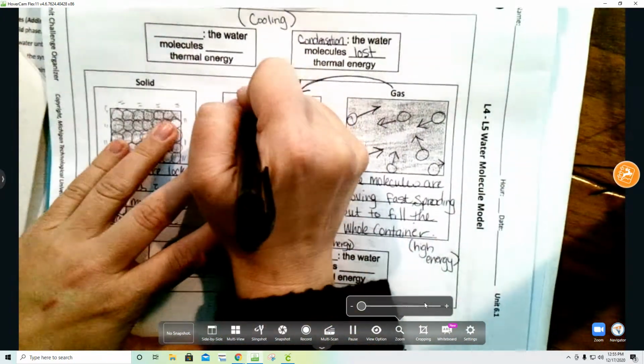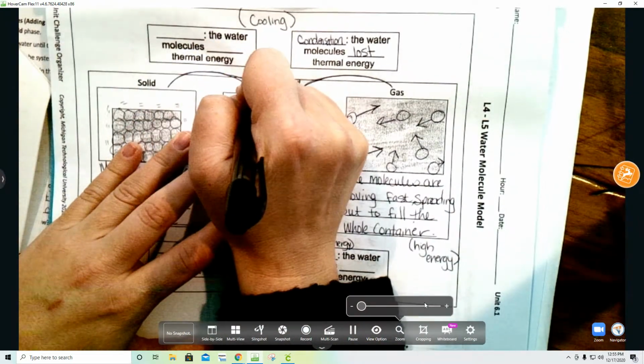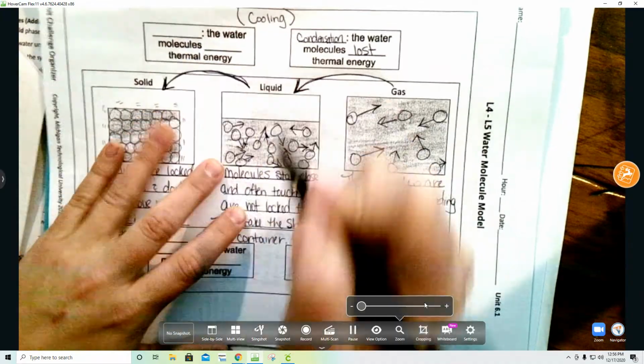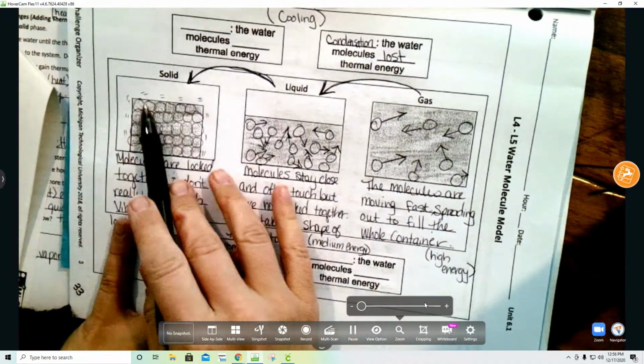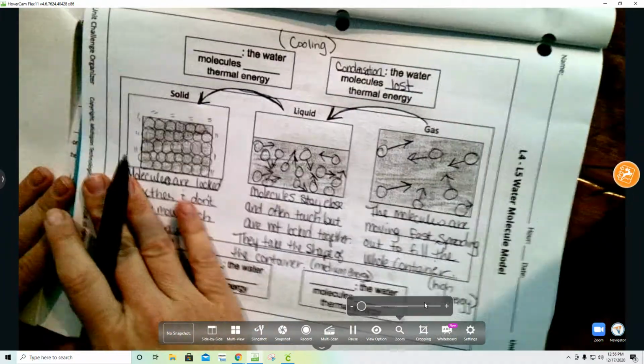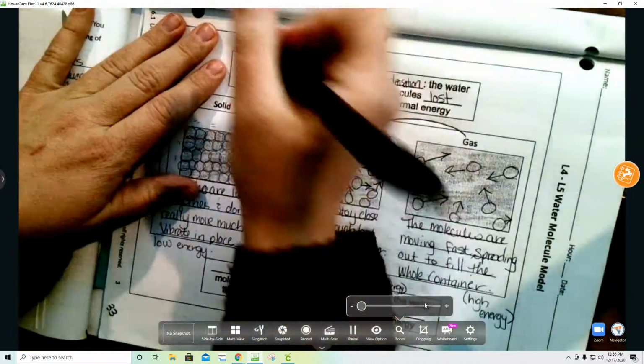All right, going from a liquid to a solid. Nice big fat arrow showing that we're going from a liquid to a solid. When we move from a liquid to a solid, what do we call this? This is freezing.